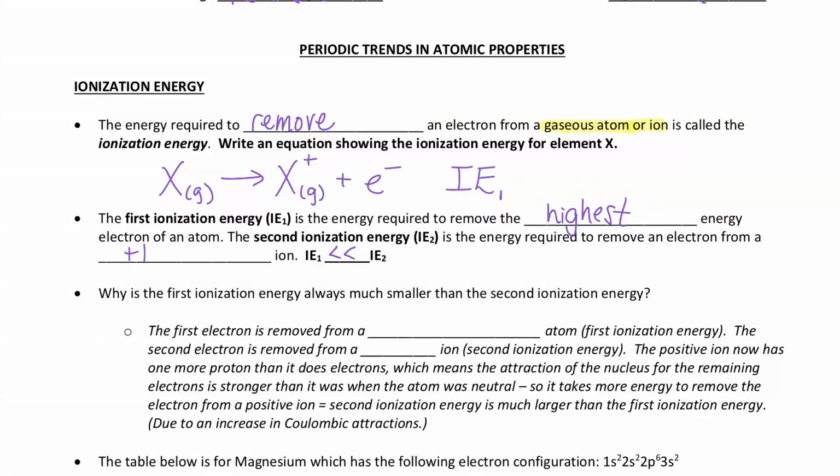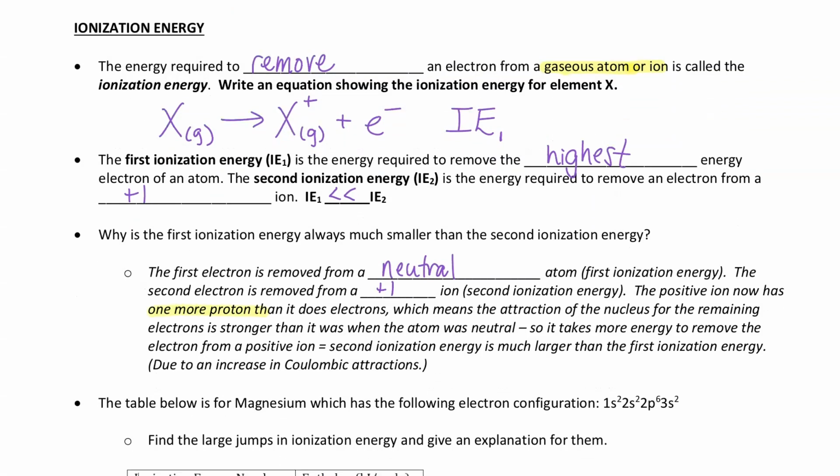Okay, so when we have that first electron being removed from a neutral atom, our second electron is being removed from a +1 ion. The positive ion now has one more proton than it does electrons, okay, which means the attraction is going to be stronger, so it takes more energy to remove. Okay, this is again due to Coulombic attraction. So I'm going to pull the collisions up really quick and just kind of show you this.